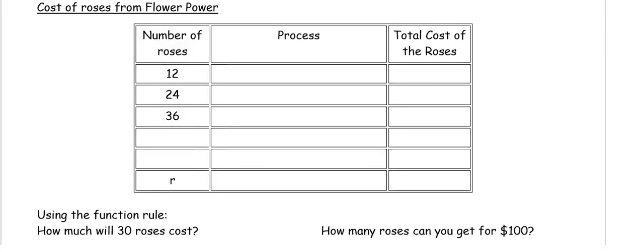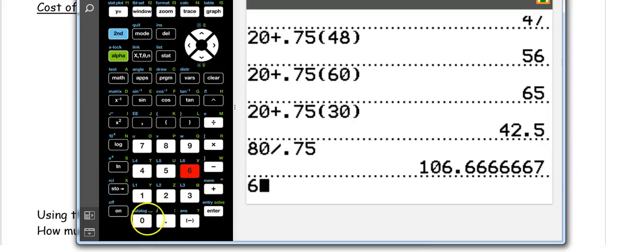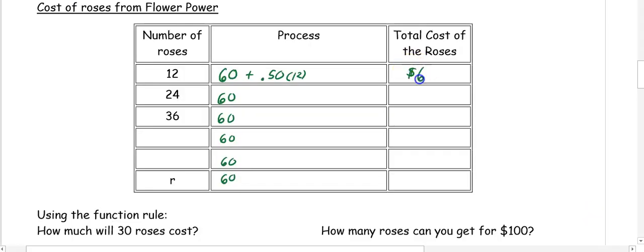So let's do the same thing looking at the other company now with the Flower Power. So remember, Flower Power had a $60 service charge. So all of these are going to have a $60 service charge. And then we're going to add 50 cents per rose. So 50 cents times 12 roses for the first one. So we have 60 plus 0.5 times 12, which gets us $66.